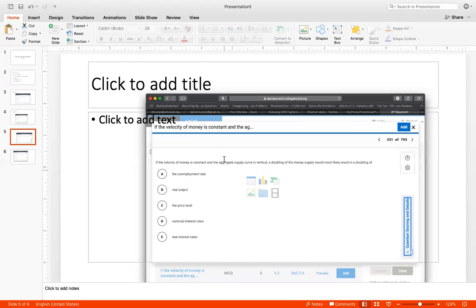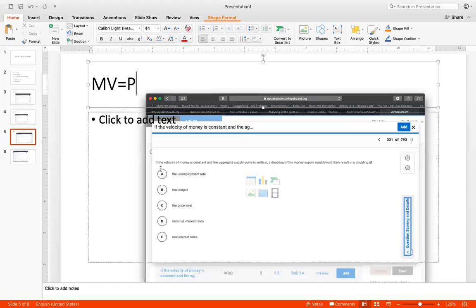Another example, the velocity of money is constant, MV equals PY. If the velocity of money is constant, aggregate supply curve is vertical. If the aggregate supply curve is vertical, it means real GDP can't change. We're only making this much. Vertical long aggregate supply curve is the same thing as the long run aggregate supply curve. So this means M is constant and Y is constant. Real GDP is constant.